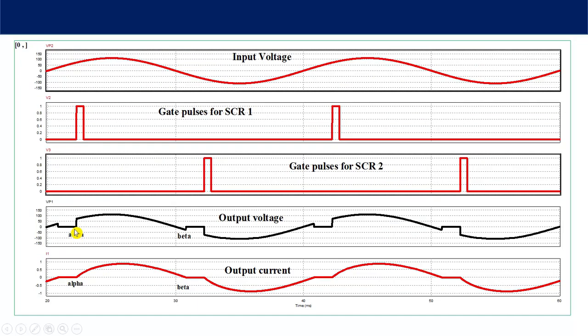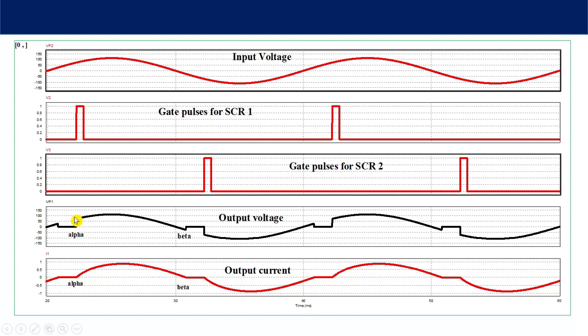So here the voltage is like this. This is equal to your input voltage. Now at beta, thyristor number 1 is off, because at this point the current becomes 0. That means the inductor is now completely discharged. So this is the discontinuous conduction mode of operation, because for some duration of time our load current is 0.